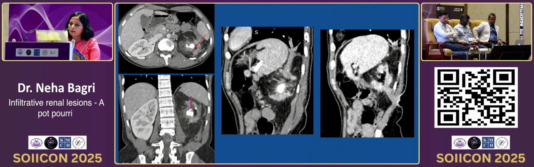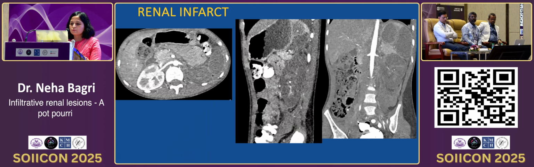This staghorn calculus, and what is seen, very, very rare, extension through the diaphragm, pleuro-pulmonary fistula, renocutaneous fistula. So these are complications of xanthogranulomatous pyelonephritis, never seen in any malignant mass. So you have to look for these findings.